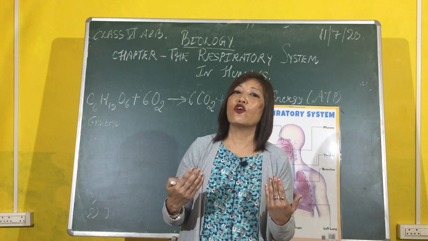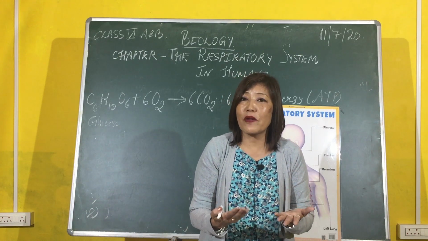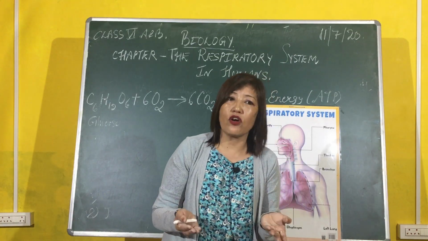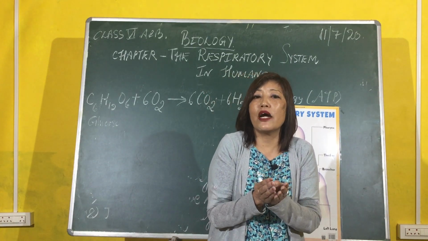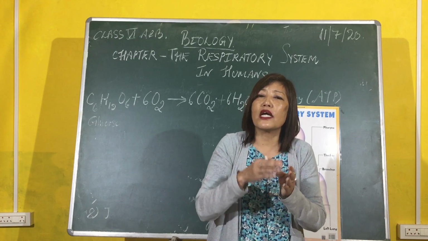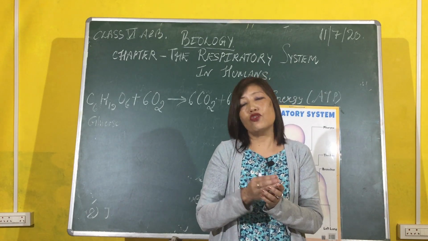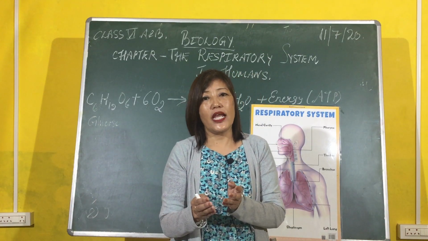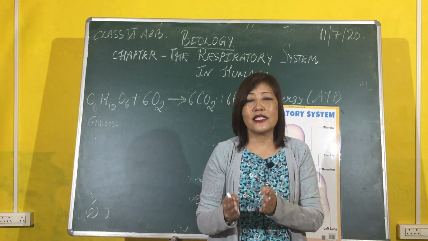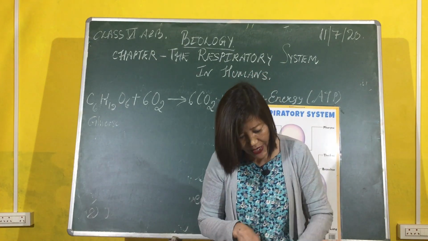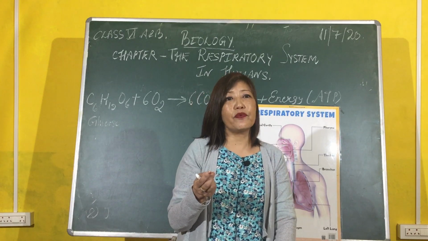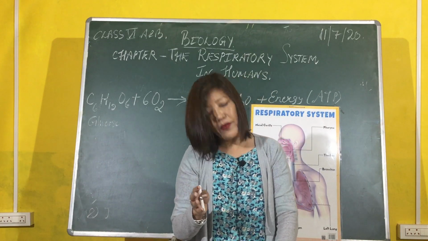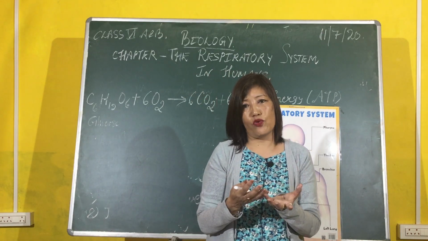So, what happens in aerobic respiration? Since it takes place in presence of oxygen, the food will combine with oxygen, and the food will be completely oxidized to release carbon dioxide, water and energy as 38 ATP. So in aerobic respiration, 38 ATP molecules are released from the oxidation of glucose.